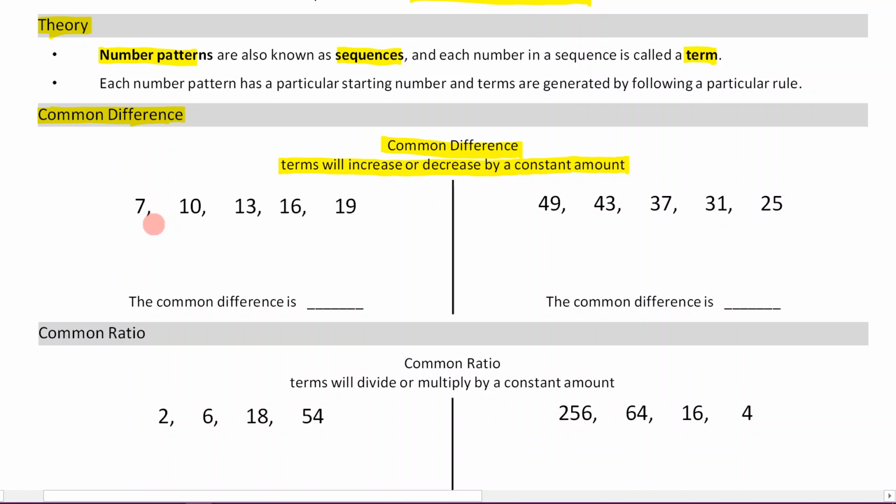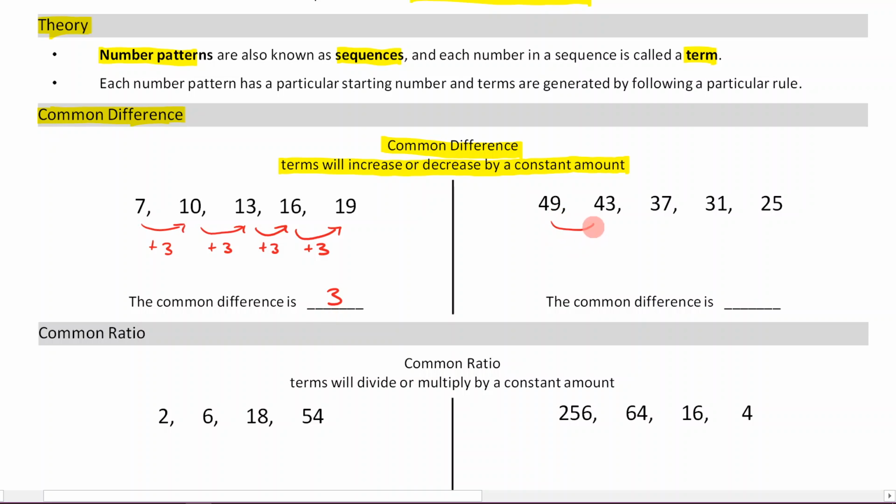So here I have a number sequence or a number pattern. And as you can see, it goes 7, 10, 13, 16, 19. Now hopefully you can see a pattern there. I'm plussing 3 each time. Each time I'm plussing 3 to get my next term. So what we would say is that the common difference is 3. Nothing too tricky. Let's now look at this one.